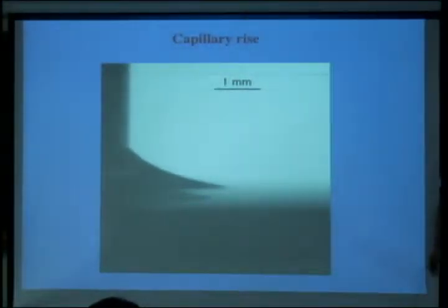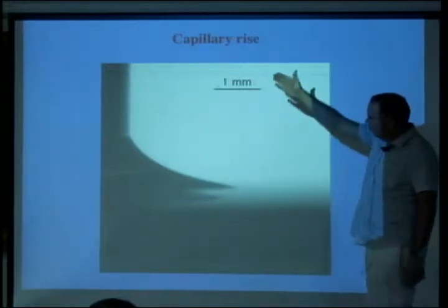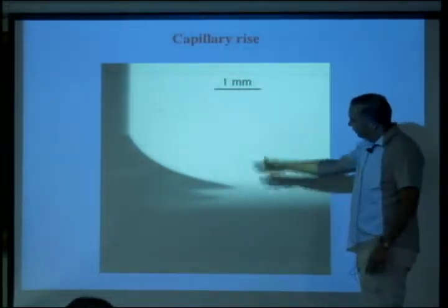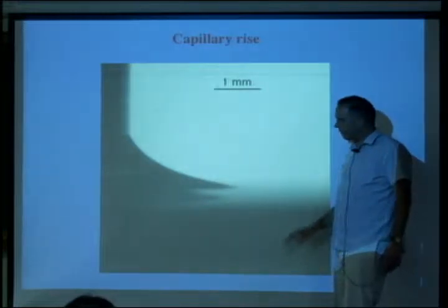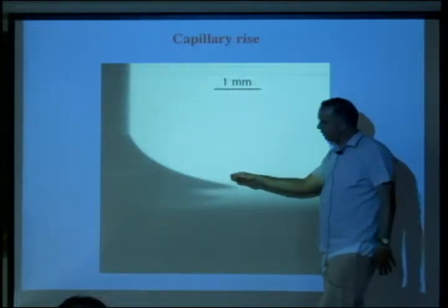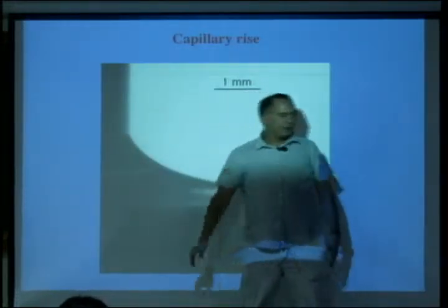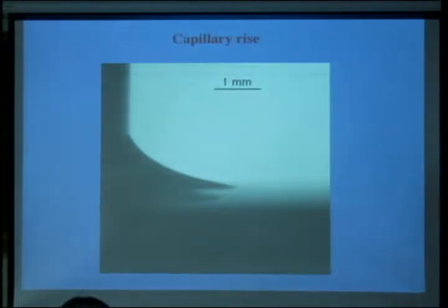So this is a meniscus. Basically we have a vertical plate intruding into an interface. I think it's water and air, and you can see that the interface basically goes up and takes this form. So how do we rationalize this?